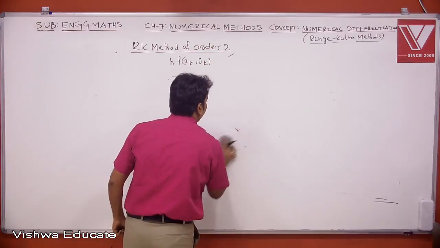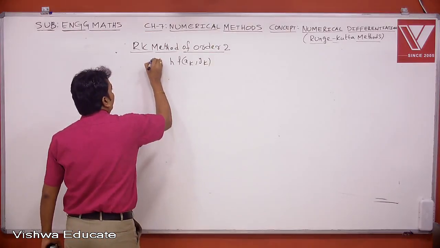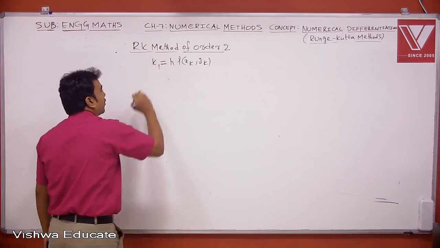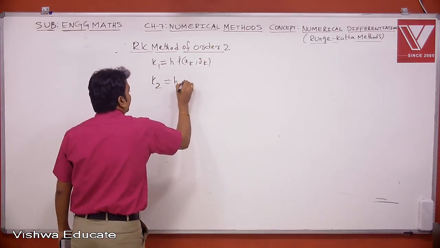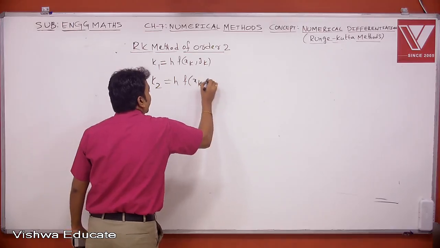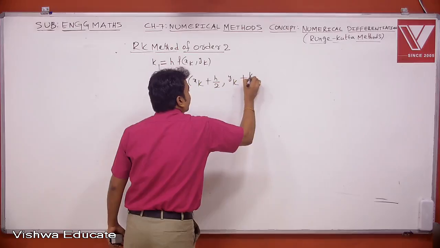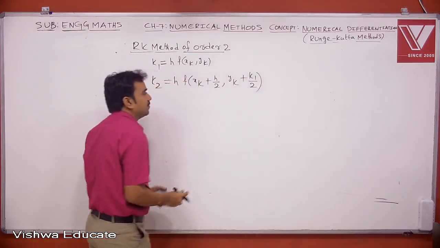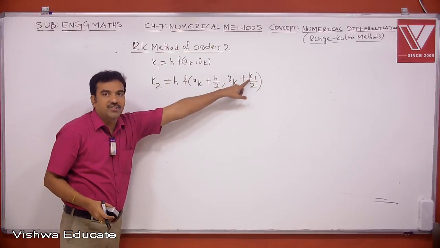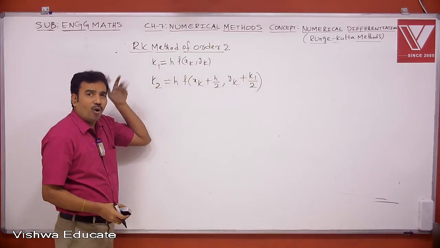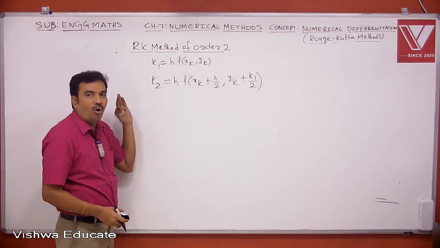Now, in case of RK method of order 2, every iteration requires two values. The first value I call k1. k1 equal to h into f of xk comma yk, and k2 equal to h times f of xk plus h by 2 comma yk plus k1 divided by 2. So you can see, if you want to get the k2 value, k1 is required. k1 is common for all. This is h into f of xk comma yk. It is common for all methods.